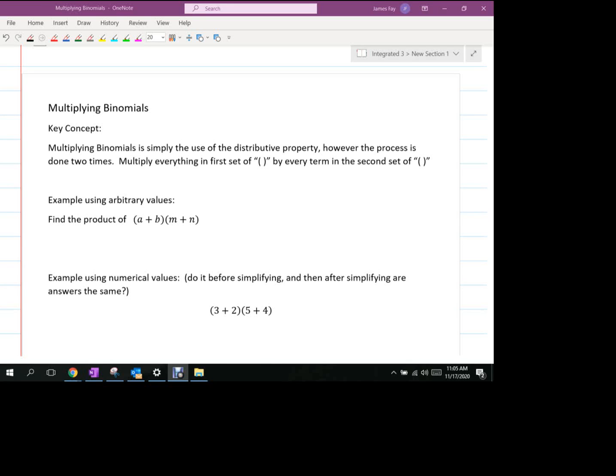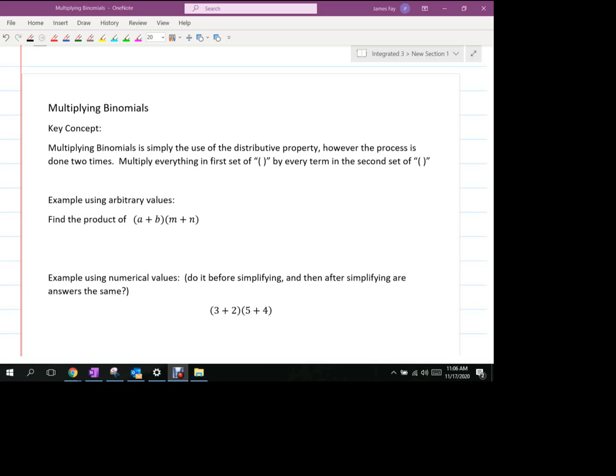So what we're going to do, just this introduction, we're going to talk about multiplying binomials. A binomial is just an algebraic phrase that has two terms in it. Nomial means term, and the prefix bi means two. When multiplying binomials, it's simply using the distributive property.